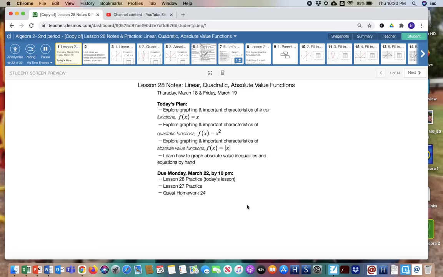Well, today in this lesson we're going to focus in on 3 different graphs and then learn how to graph absolute value inequalities and equations by hand. All right, so let's get into it.